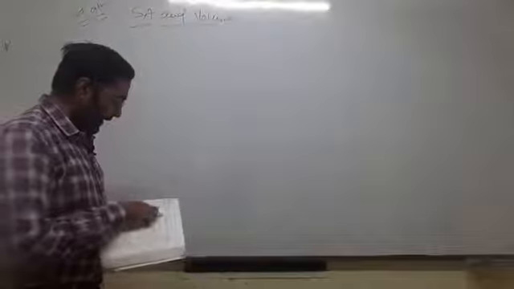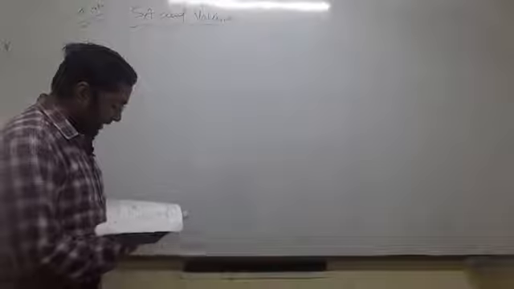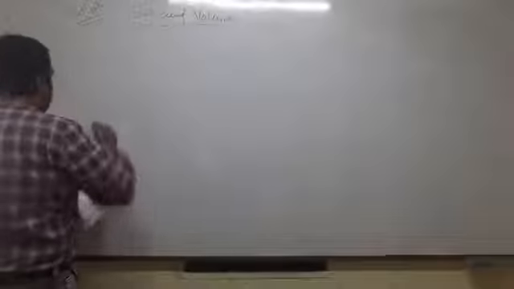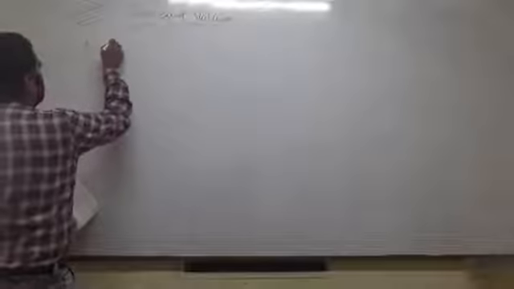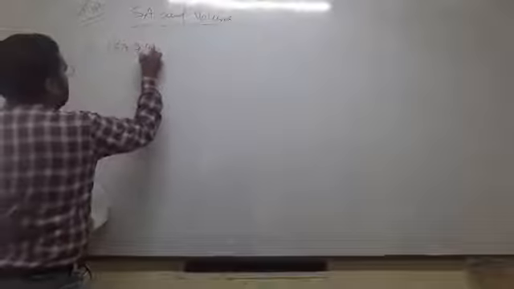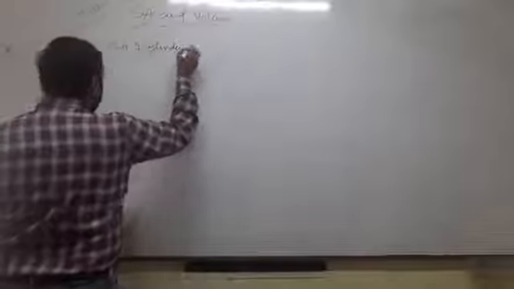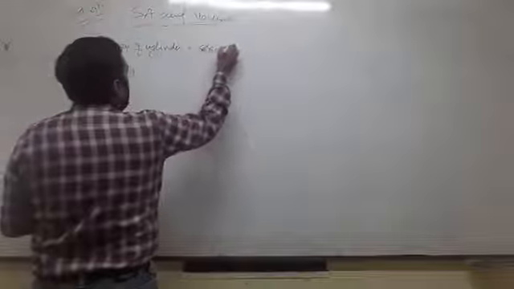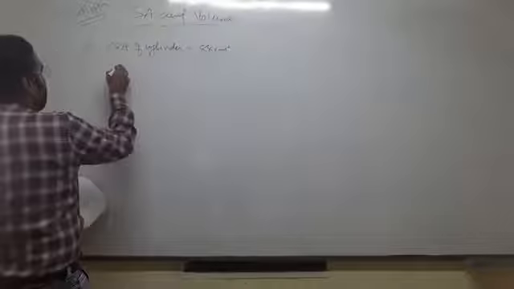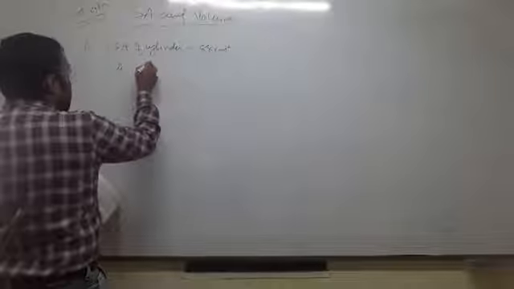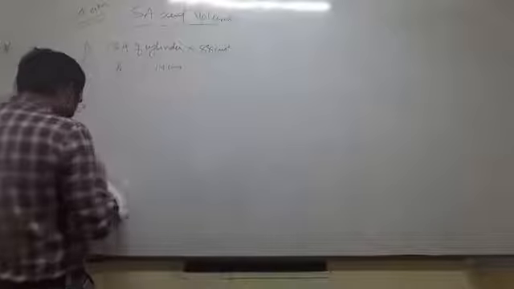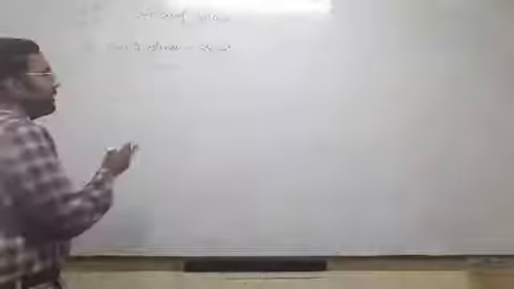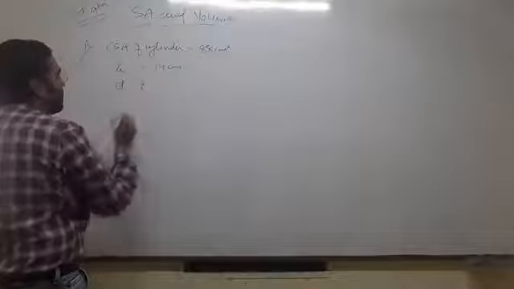Here is a kind of question: the curved surface area of a right circular cylinder of height 14 centimeter. In the first question, the curved surface area of the cylinder is already given, that is 88 centimeter square, and also the height of the cylinder is given, h equal to 14 centimeter. Find the diameter of the base of the cylinder.